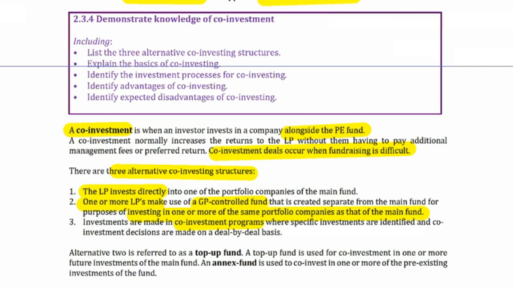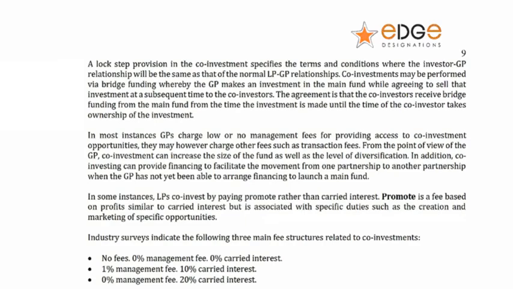Alternative 2 is referred to as what we call a top-up fund, when one or more future investments is made in the main fund. An annex fund, annex is you annexing something to it, you're joining something to that, is when there is a pre-existing investment in the fund already.